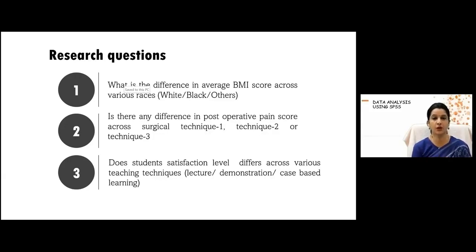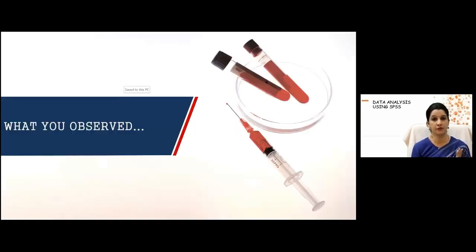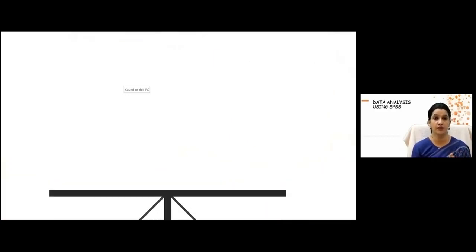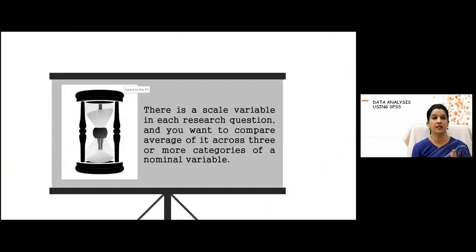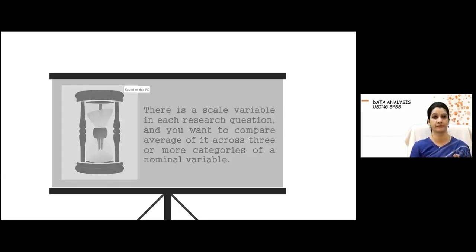So is it clear to all of you up till this point about the research question, the more than 2 groups, the independence of observation? In all these things, what have we observed? We have seen that there is a scale variable. The scale variable is the pain score, the mean marks obtained, or the mean BMI score, which is compared across a categorical variable, and the categorical variable has more than 2 categories.